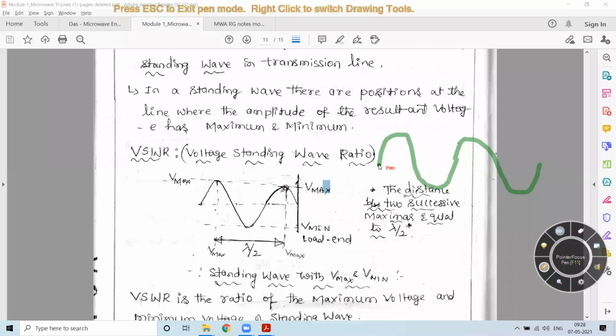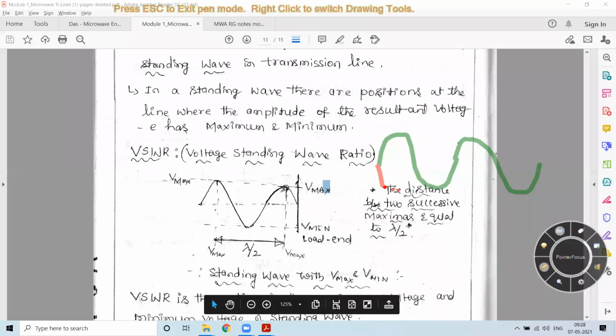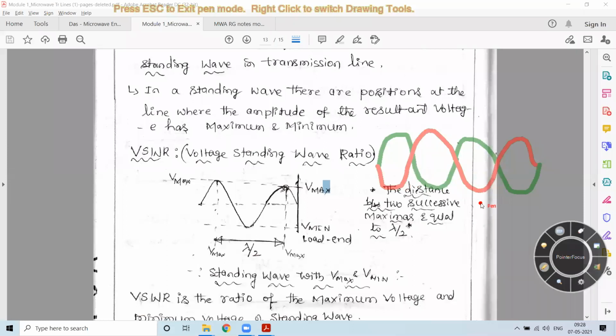Say we have an incident wave, and we have a reflected parameter. So either one you consider as incident, and the other you consider as the reflected parameter. When we have a representation in this form, this is giving you the voltage standing wave.